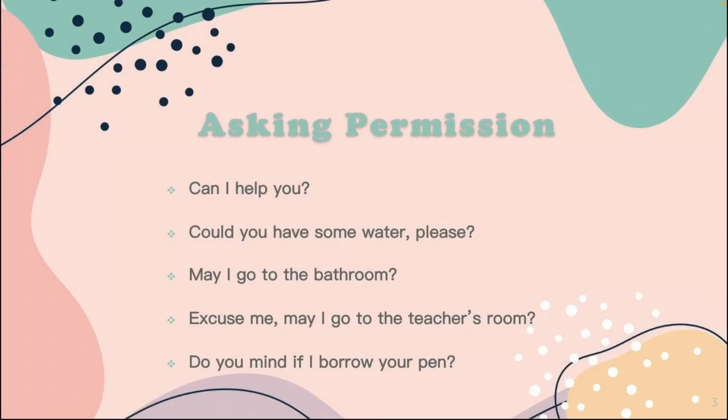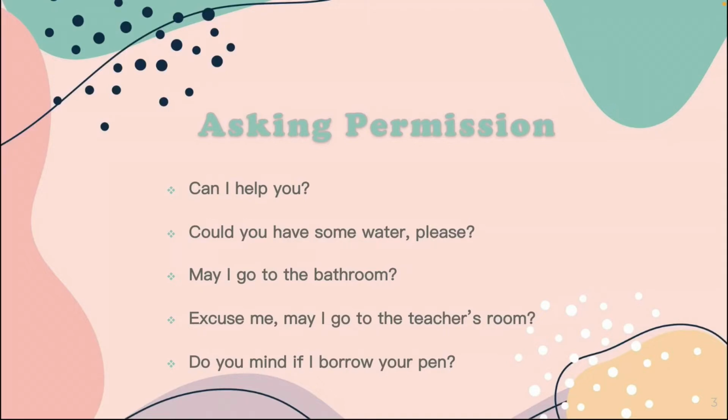Alright, there are some ways to ask permission in English. Like the ones on the slide here: can I, could I, may I, and the phrase do you mind. The structures can I, could I, and may I are followed by a verb, and the phrase do you mind is followed by if, the subject, and also the verb.